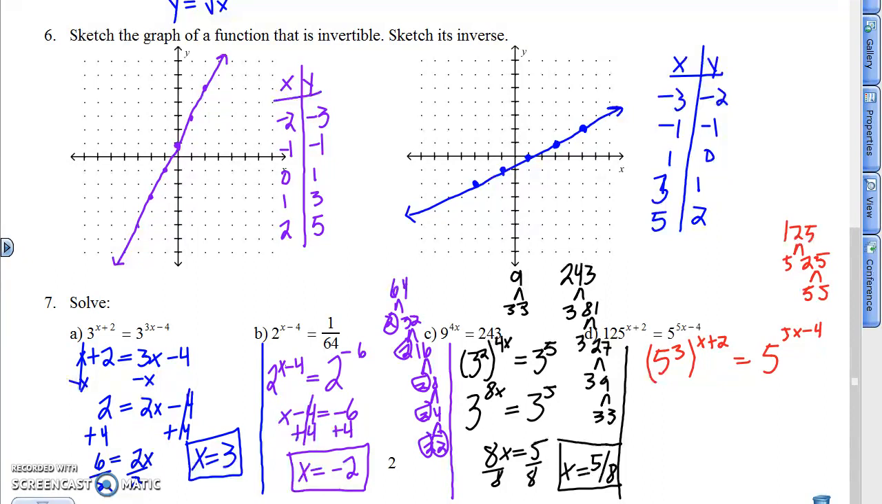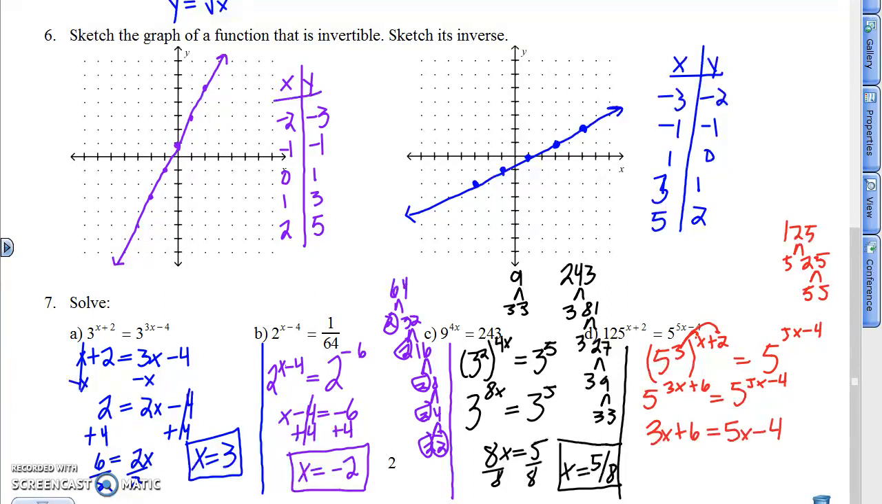Raising a power to a power, I'm going to multiply 3 by both the x and the 2. And this is now 5 to the 3x plus 6 equals 5 to the 5x minus 4. And then solving that. 3x plus 6 equals 5x minus 4.